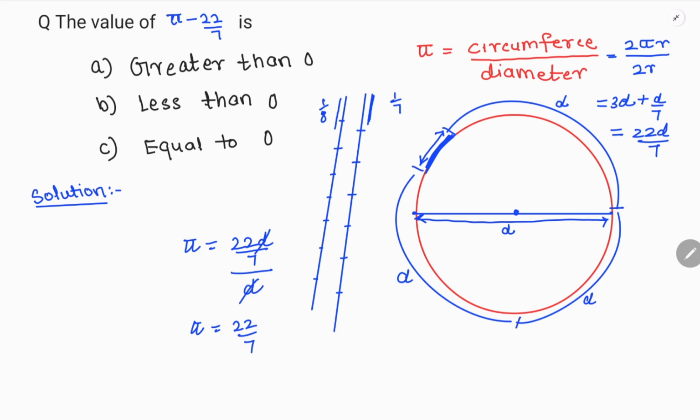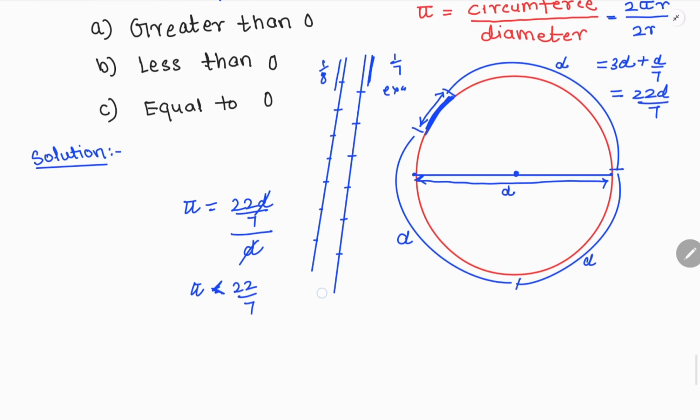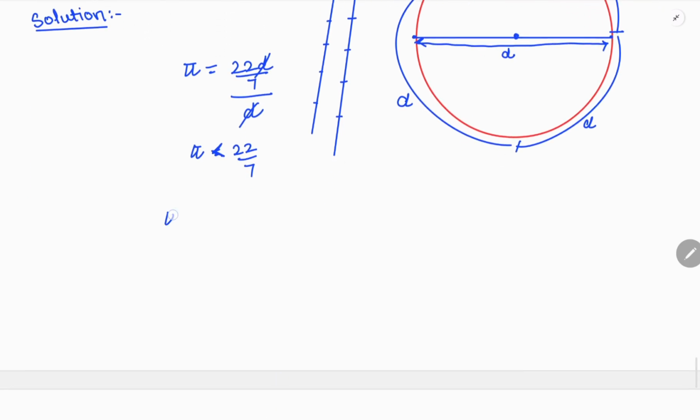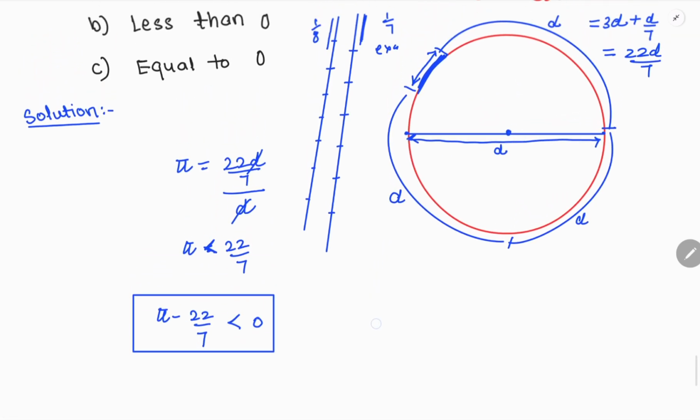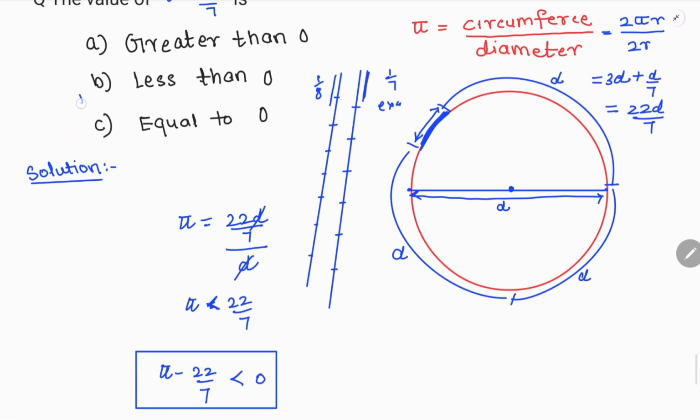But it was not exactly 1/7, it was less. So this is not exact. Pi is a little bit lesser than 22 by 7. That is why we say it is approximately. So if you find the difference, since pi is lesser, pi minus 22 by 7 will be less than 0. So if somebody asks you now what is pi minus 22 by 7, it is less than 0.